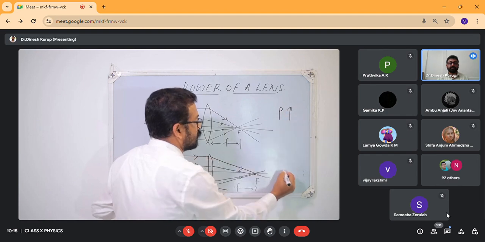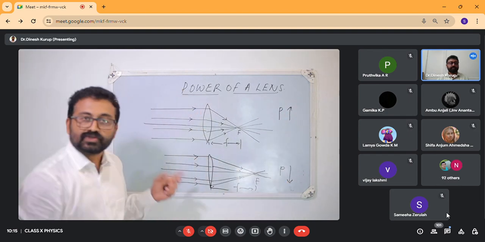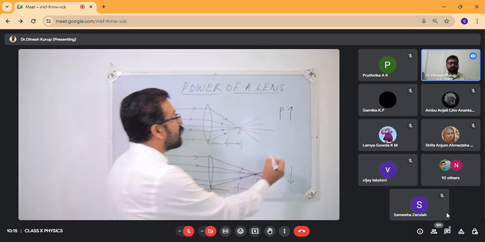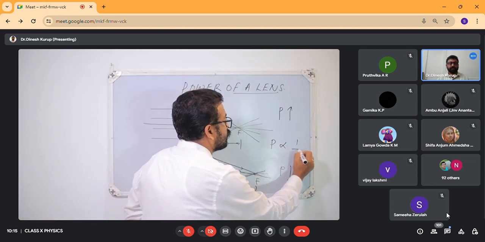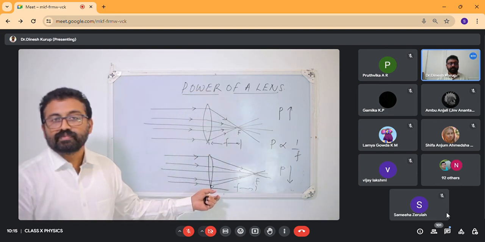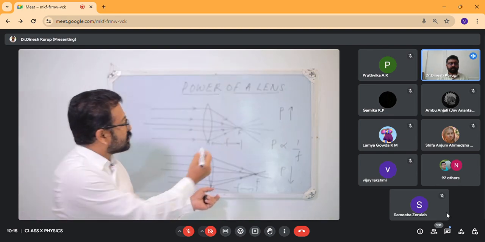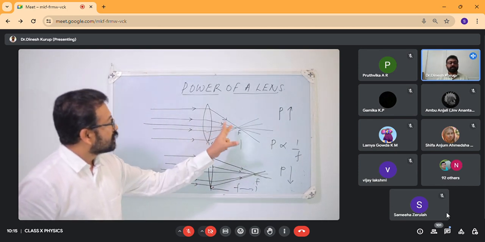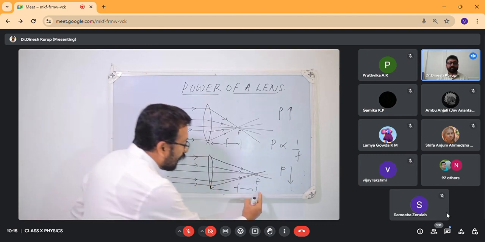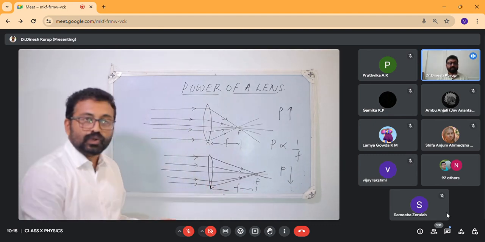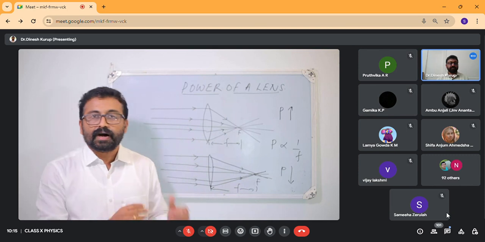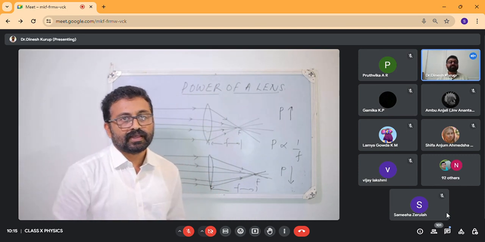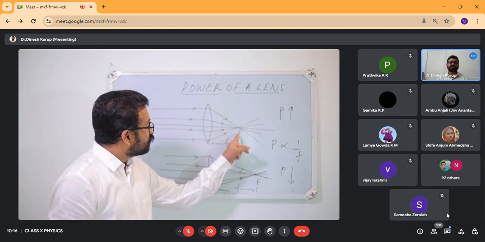Obviously, the power of this one is greater. Here the power is greater. Here the power is lesser. So here we will get a relation between the power and focal length. Power and focal length are inversely proportional. It is very clear from these two diagrams. If the focal length is lesser, power is greater, and if the focal length is larger, power is lesser. So we can precisely define power as the converging capacity of a lens.